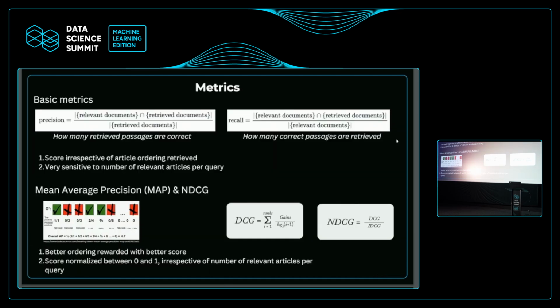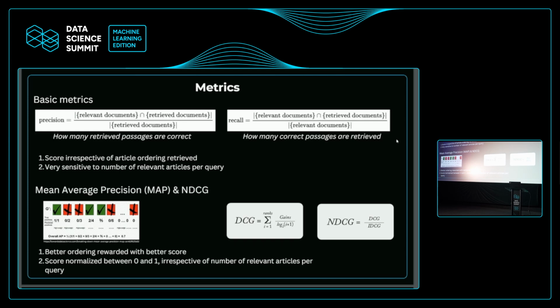And now that we know our benchmarking set, we would also want to know the metrics that we use to evaluate our models. And basically, there are four main metrics that people use to evaluate the retrieval task. Two of them are quite basic and probably known to most of the people, the precision and recall. Precision is how many retrieved passages are correct. Recall is how many correct passages are retrieved.